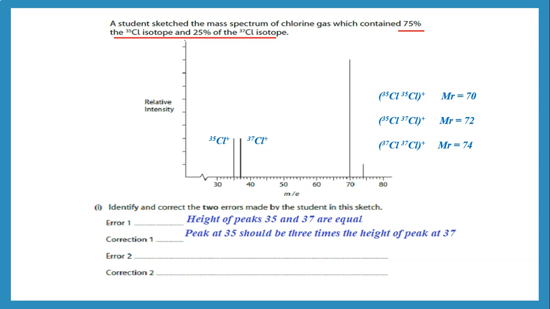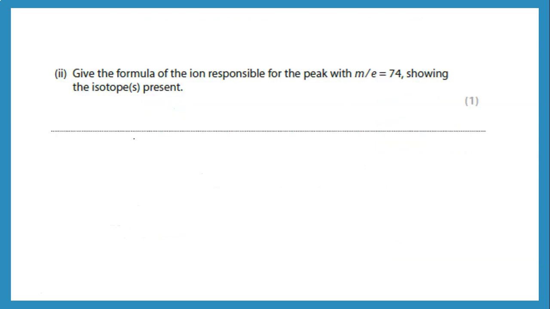So he already put a peak for molecular mass of 70. So that is correct. And he put one at 74, but he did not put a peak for 72, where one of the chlorines is 35 and the other is 37. So there should be a peak at 72.